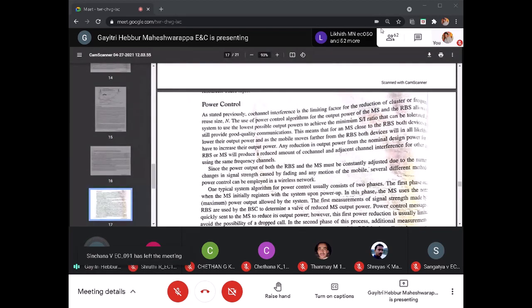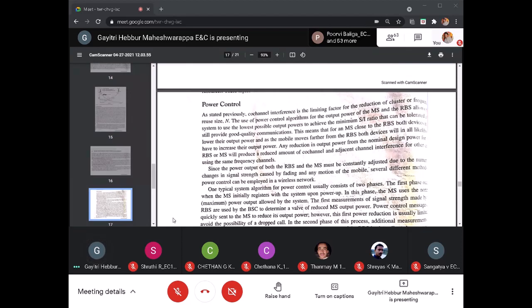communication. This means that an MS close to the radio base station, as I already told you, both devices should reduce the output power. And as the mobile moves further from the radio base station, both devices in all likelihood have to increase their output power. A reduction in the output power from the nominal design power for both RBS and MS will produce a reduced amount of co-channel and adjacent channel interference for other cells using the same frequency channels.